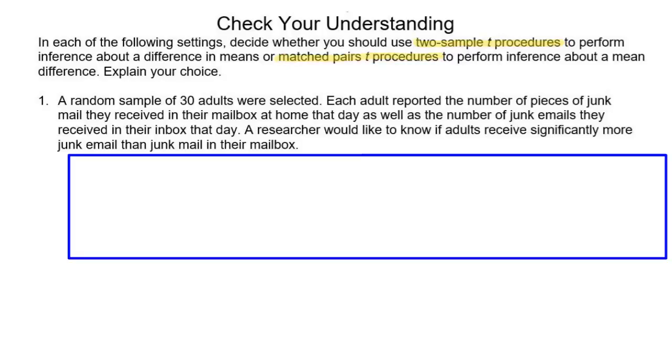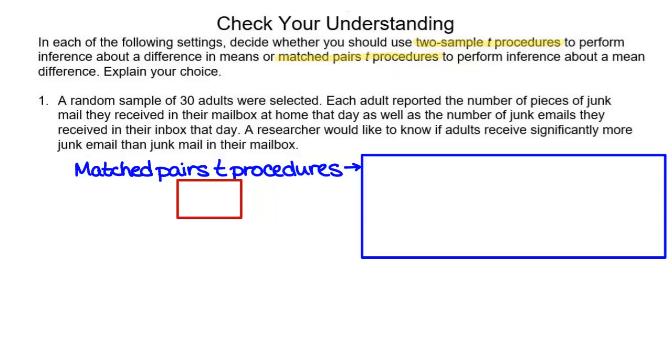All right, number 1, looking at this random sample of 30 adults that were selected. Each adult reports the number of pieces of junk mail and the number of pieces of junk email they received each day. Researcher would like to know if the adults received significantly more junk email than junk mail in their mailbox. Is this a 2 sample T procedure or a matched pairs T procedure? This is matched pairs, which would be the same as mu diff.